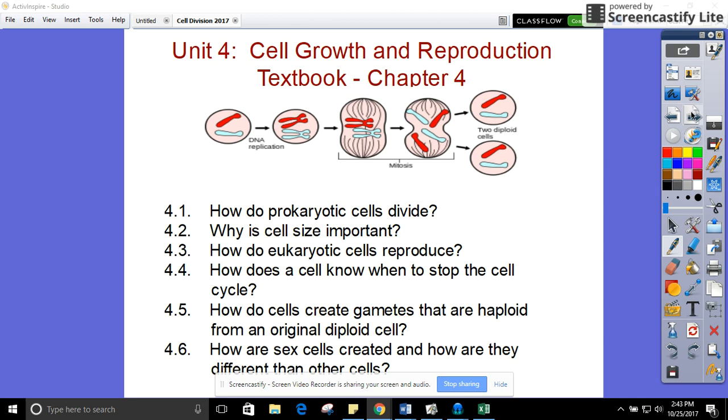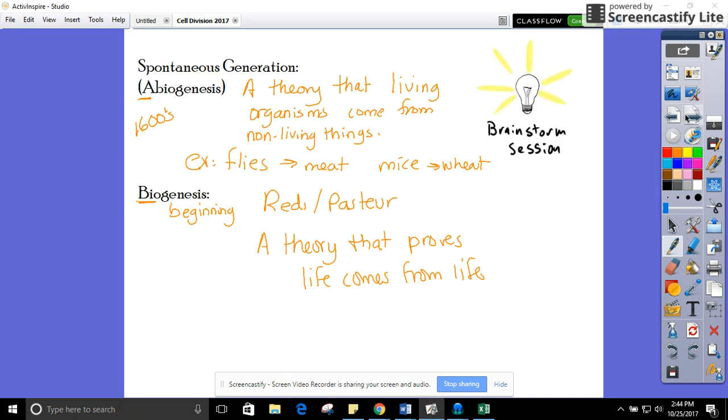So today we're going to talk about prokaryotic cell division, why cell size is important, and review sexual and asexual reproduction. This is lessons 4.1 and 4.2 in chapter 4 of the textbook, or unit 4 of the biology course.